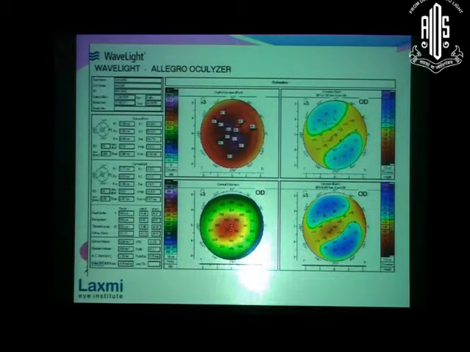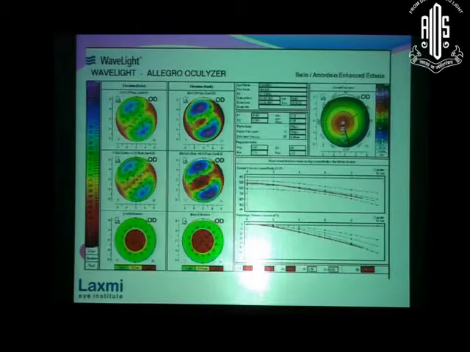Now 518, ideally, is not a very bad pachy. It could be a normal pachy, so to say. But in the context of these particular values, all things are correlating, and this patient does have a keratoconus.